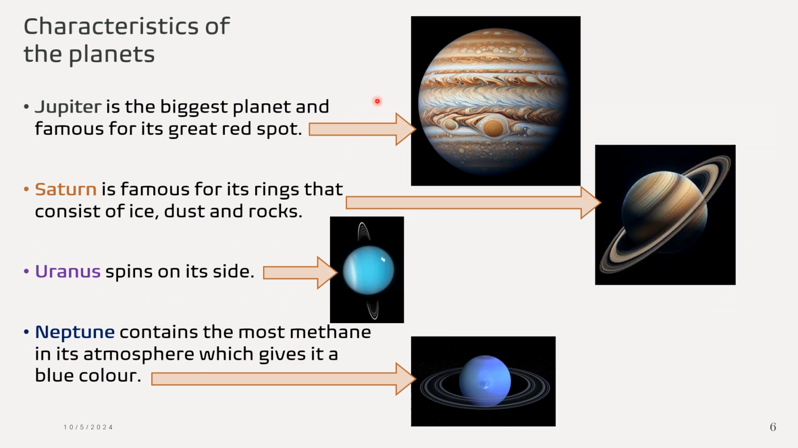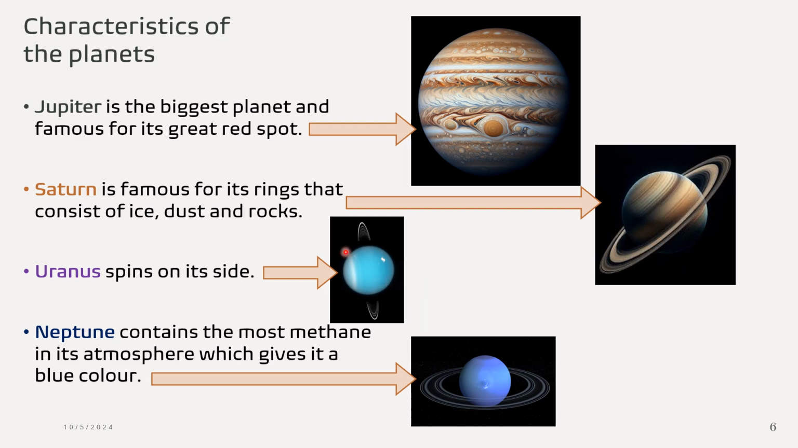Jupiter is the biggest planet, and it's famous for this great red spot on its surface. That great red spot is a hurricane that's been going on for thousands of years on the surface of Jupiter. And then Saturn is definitely most known for its wonderfully, beautifully ring system around it.